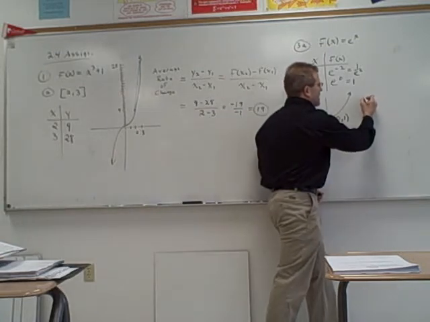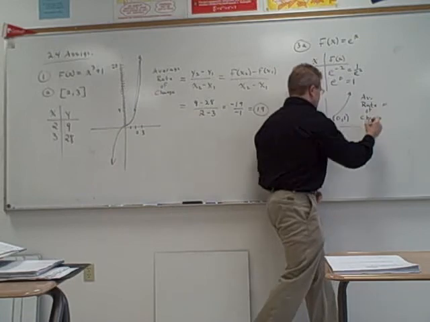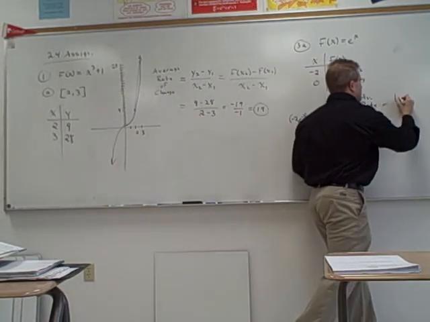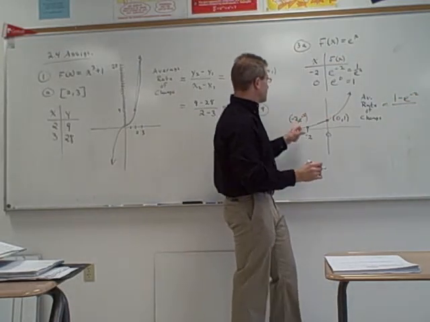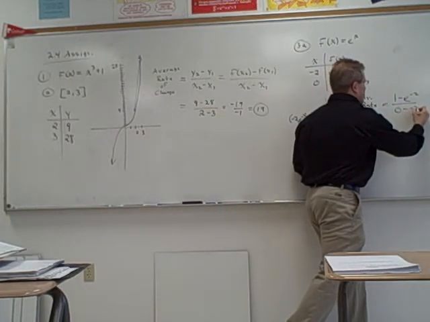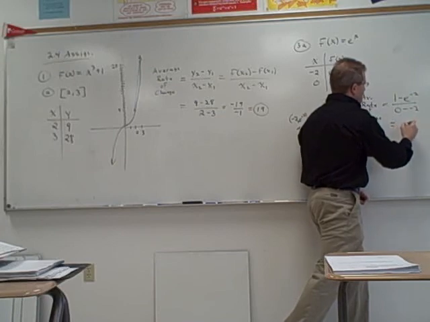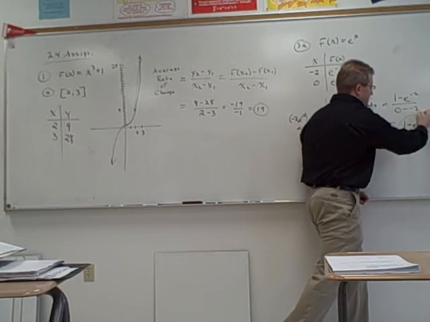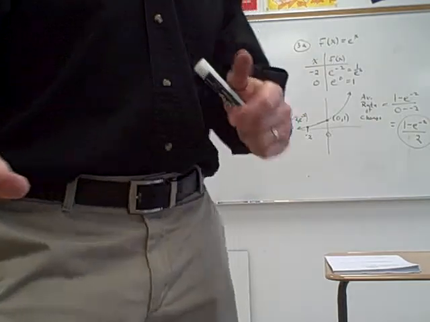So all I have to do to find that average rate of change, or average slope, on that interval, is just subtract the y's on the top. So 1 minus e to the negative 2 over 0 minus negative 2. Or I could do the opposite on both the numerator and denominator. So my answer is just going to be 1 minus e to the negative 2, over 2. If you want to type it in your calculator and get a decimal, you could, but you don't have to. Any questions about that?